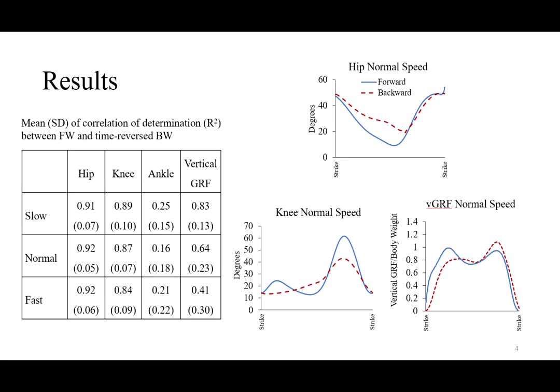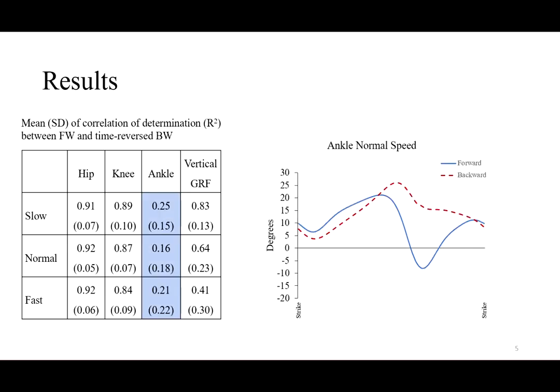So the table here on the left shows the coefficient of determination between forward and time-reversed backward walking at all speeds, and then the graphs on the right illustrate those findings in the normal speed condition. As you can see here, the kinematics at the hip and at the knee are very similar for forward and time-reversed backward walking, and this is supported by our R-squared values, which are quite high with minimal variability. Our vertical ground reaction forces were also fairly highly correlated in the normal speed conditions, with the correlations decreasing at the faster speed, which is similar to what we see in adult literature.